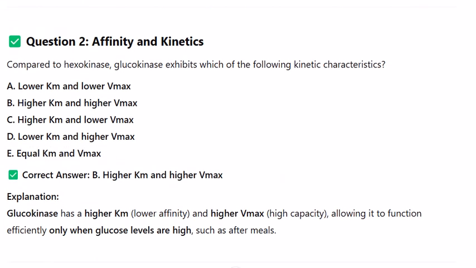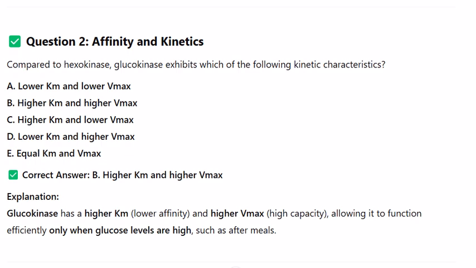Question 2. Affinity and kinetics. Compared to hexokinase, glucokinase exhibits which of the following kinetic characteristics? A. Lower Km and lower Vmax. B. Higher Km and higher Vmax. C. Higher Km and lower Vmax. D. Lower Km and higher Vmax. E. Equal Km and Vmax. Answer: higher Km and higher Vmax. Explanation: glucokinase has a higher Km, lower affinity, and higher Vmax, high capacity, allowing it to function efficiently only when glucose levels are high, such as after meals.